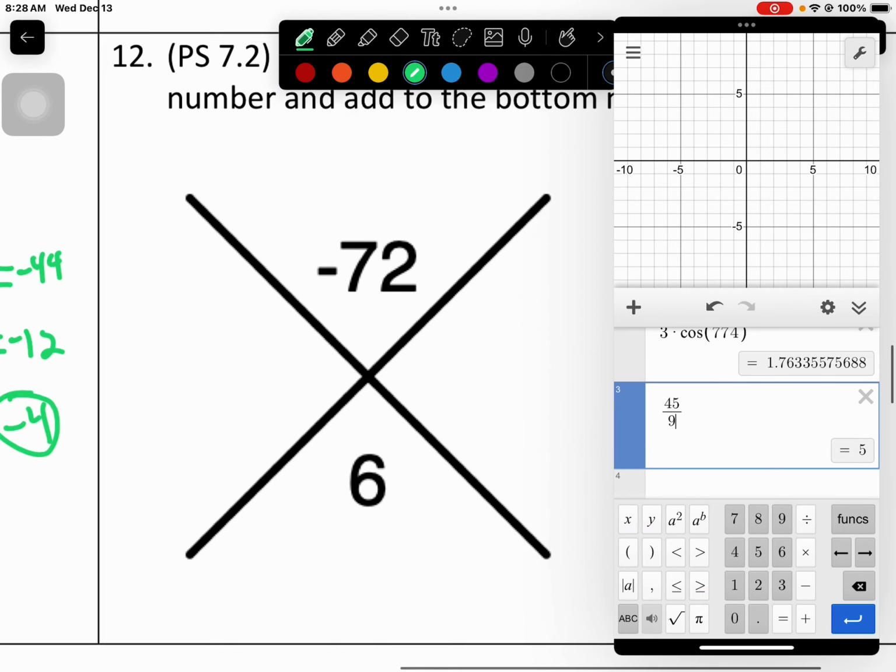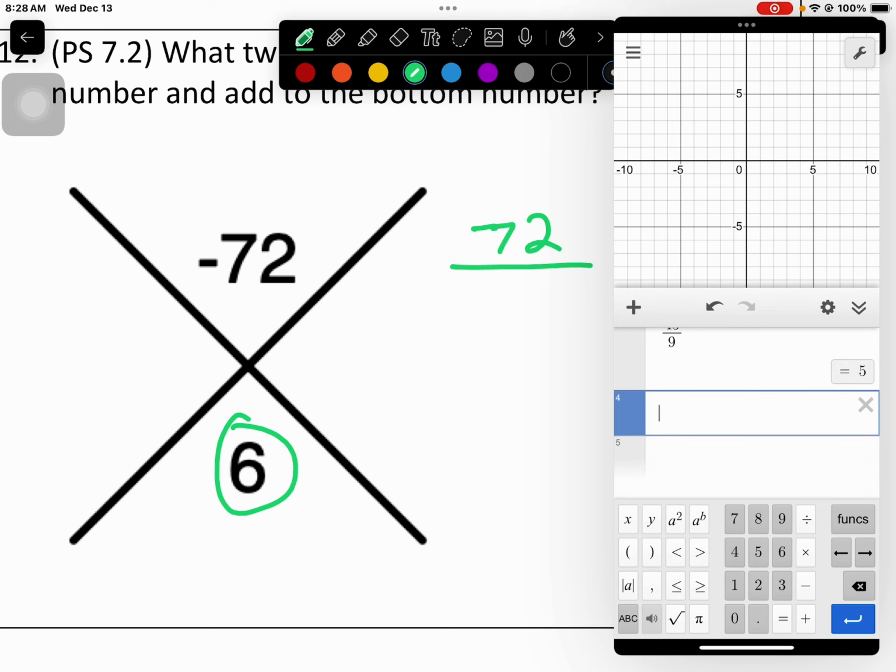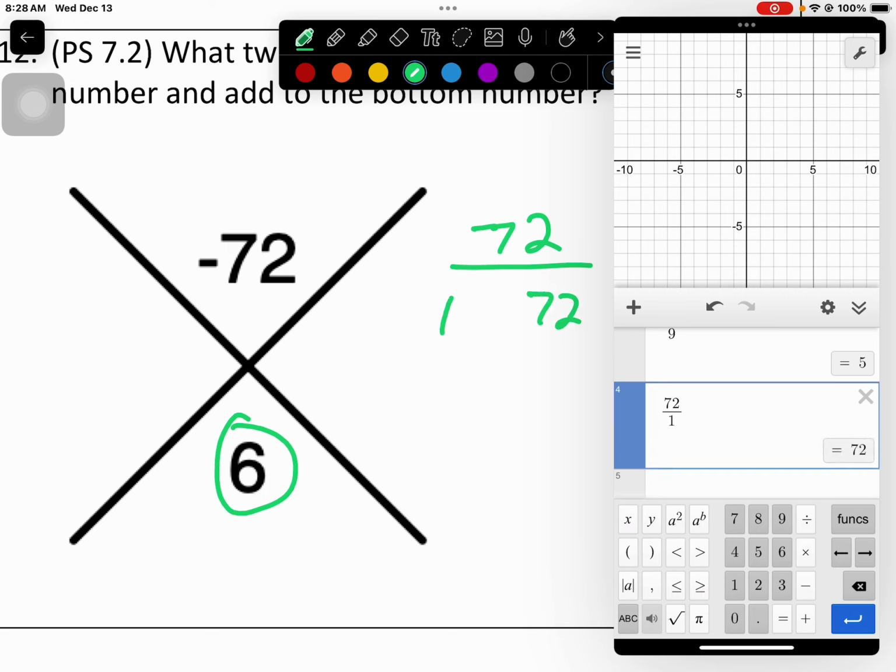Okay, do the same thing over here. But now I have a positive number down here. So we know our bigger number column is going to be positive. But you make a list of numbers. So 72 divided by 1, 72. Should be your freebie all the time, right? You should know 2 works because it's an even number.